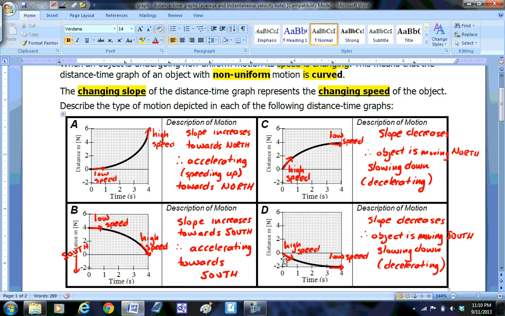D, we've got a really, really high speed, but this time the speed is going down. So in other words, we're going towards the south. So these guys are going really, really fast southward, gradually coming to a stop with a low speed. So we're slowing down, decelerating, and the object at the beginning was moving to the south. So again, curved line. So this is leveling off. When you see leveling off, it means you're stopping.